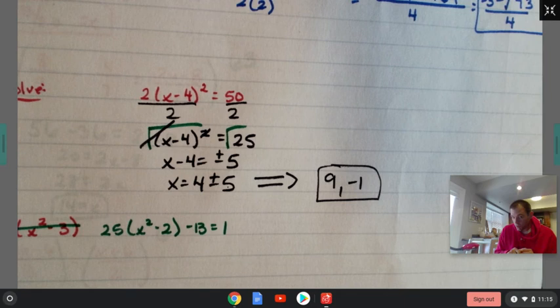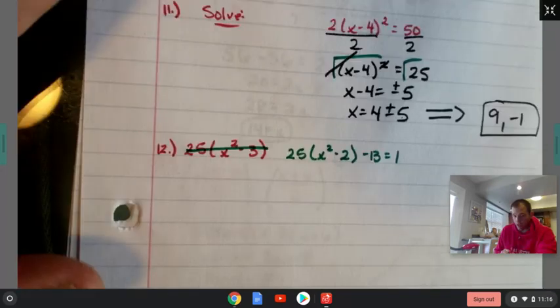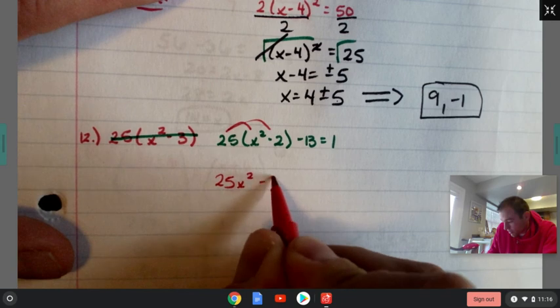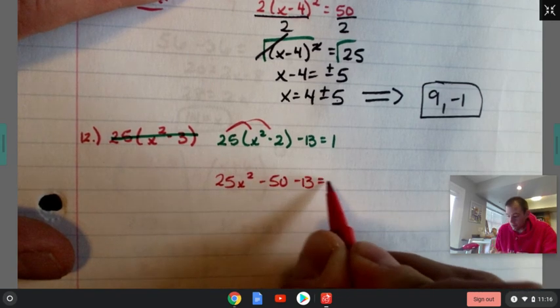All right. Here we go. So the next one is number 12. What I am going to do first is there's a number outside the parentheses, so I'm going to distribute it. So 25x squared minus 50 minus 13 equals 1.